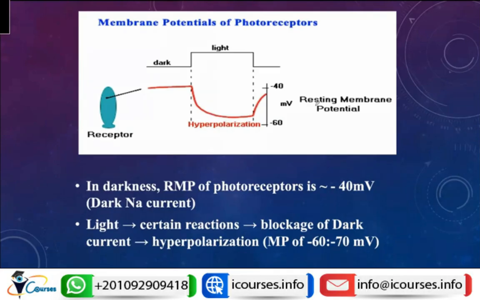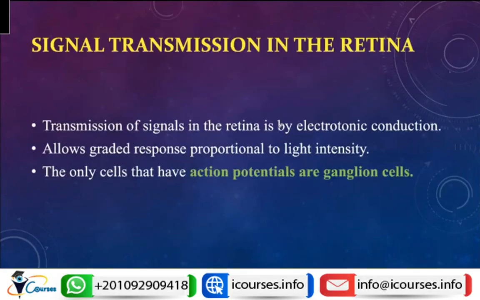So as we said, in case of the dark, there will be a depolarization, so the resting membrane potential will be about minus 40 millivolt, but under the effect of the light, there will be a hyperpolarization reaching minus 60 millivolt. So this will occur in the photoreceptors.